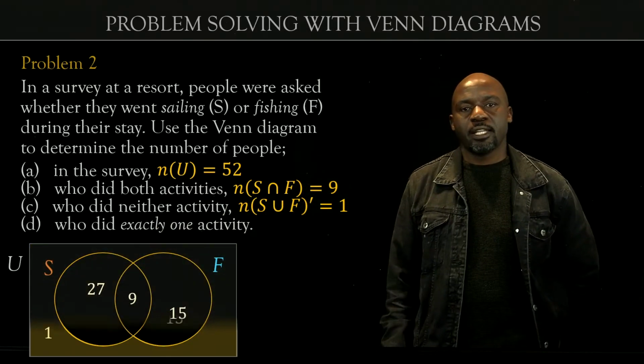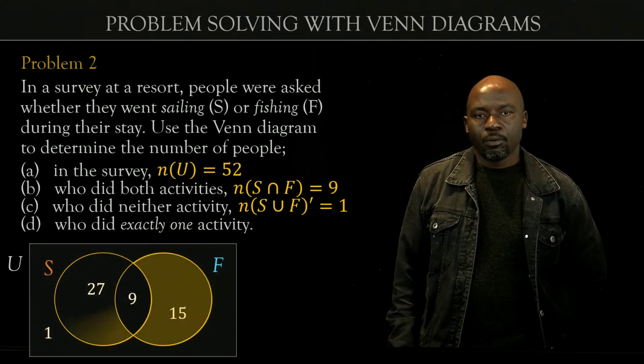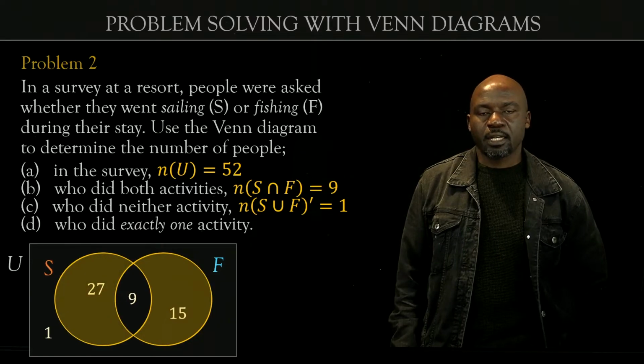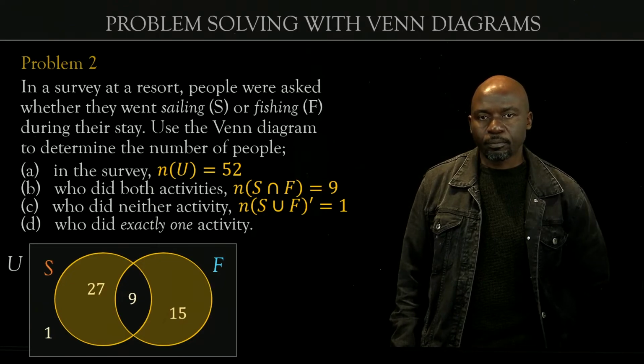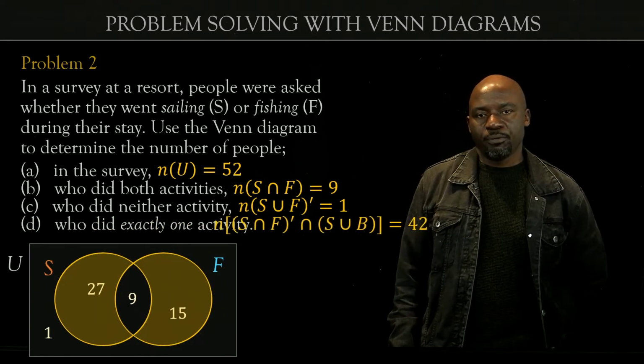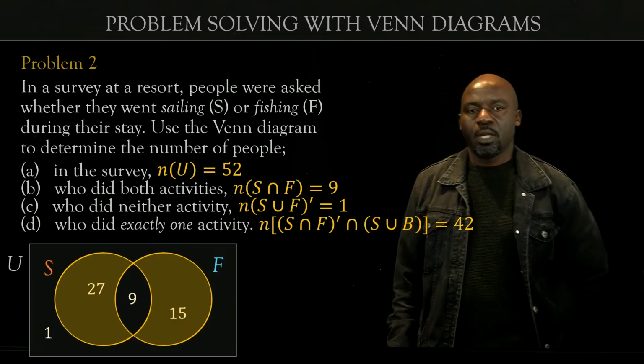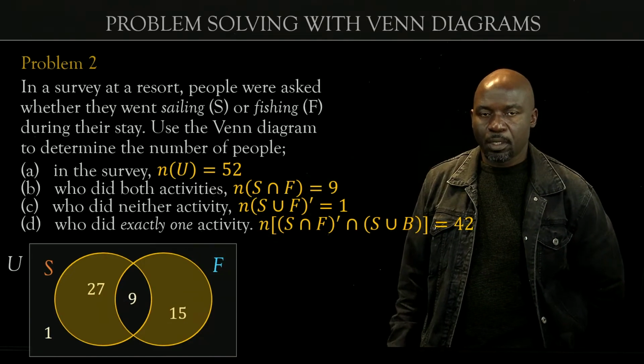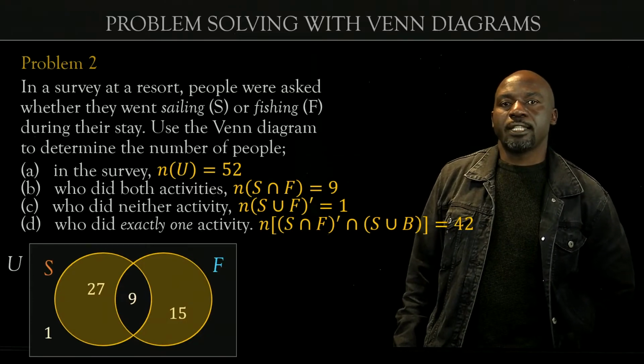We can represent this way. We would have to shade that region. Those are the members that did exactly one activity. And that is going to be 42. When you add those two numbers, you should get 42. Okay, I hope you got that right.